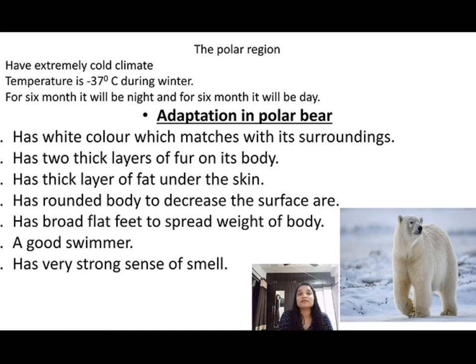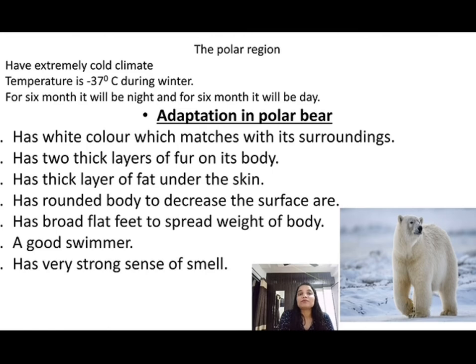The third one is a thick layer of fat under the skin. As you all know, those who are fat and have a broad body feel more warmth because they have lots of fat under the skin layer. In the same way, this is a benefit for the polar bear. They have a fat layer under the skin that will protect them from the cold.